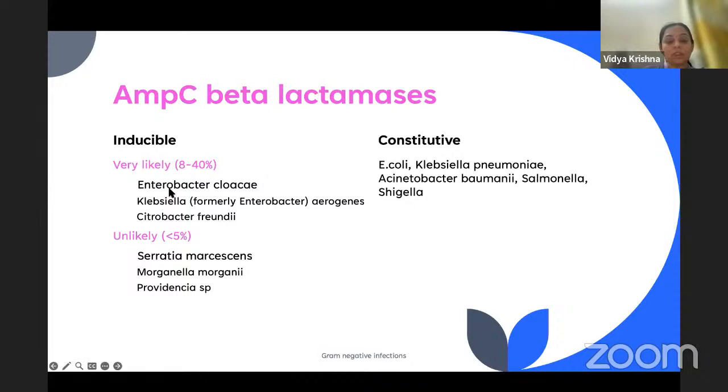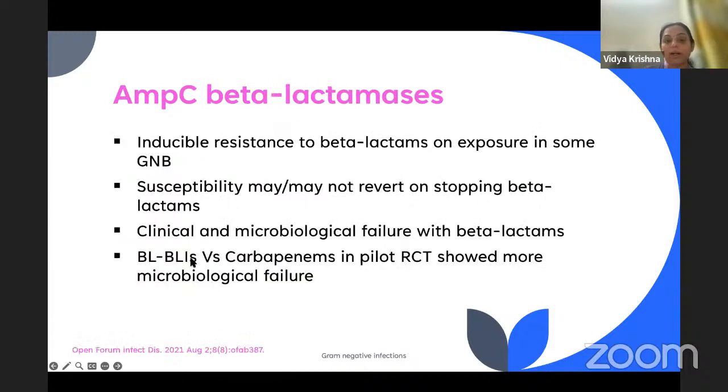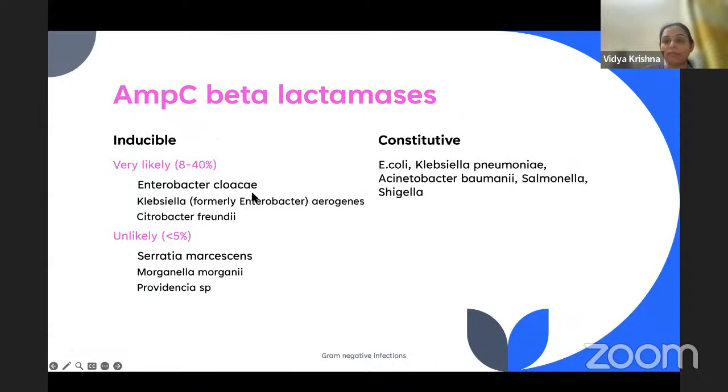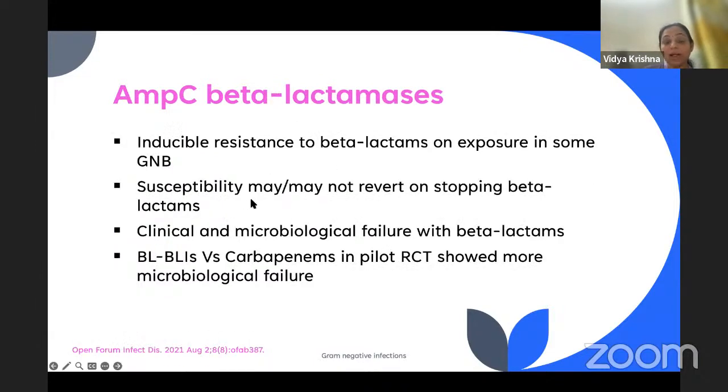Whereas some organisms, especially Enterobacter, Klebsiella aerogenes and Citrobacter freundii, have what is known as an inducible resistance. Inducible resistance means you have the gene on the chromosome which can produce this AmpC, but it will produce it only on exposure to beta-lactams. So on the report, with these three bugs, you should be very careful. You see an Enterobacter, Klebsiella or Citrobacter which is sensitive to cephalosporin. You have to remember that when you start using cephalosporins in therapy, the patient might fail, because this enzyme will get induced. And when you stop the drug, it doesn't mean that the susceptibility will revert.